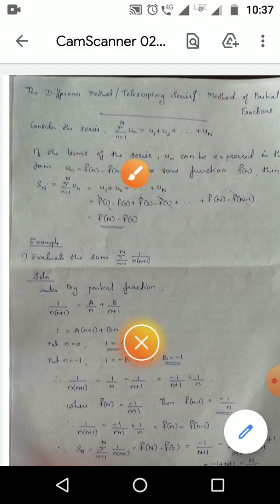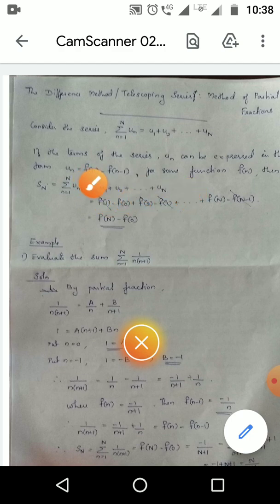In this method, if the terms of the series un can be expressed in the form un is equal to f of n minus f of n minus 1 for some function f of n, then Sn, which means the sum of the first n terms of a series, is as follows. Here the series contains only N terms, so SN is the same as sigma n is equal to 1 to N un. So that is u1 plus u2 plus etc uN.